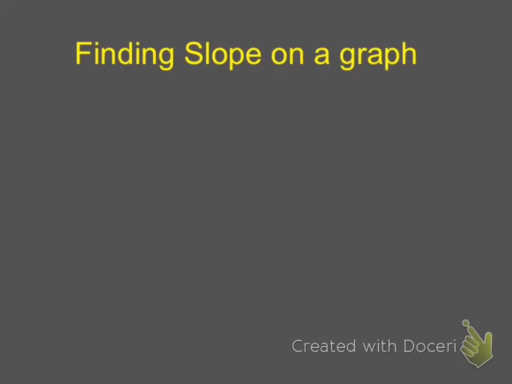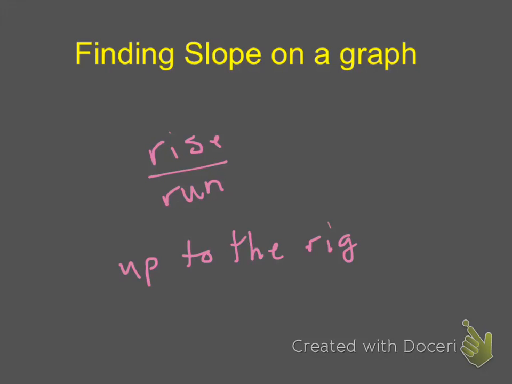Alright, finding slope on a graph is what we're going to talk about for today. What you need to know about slope on a graph is rise over run. So that means I'm going to choose 2 points on a line, and then I am going to calculate my rise. When it is going up to the right, that is a positive slope. When it is going down to the right, that is a negative slope.